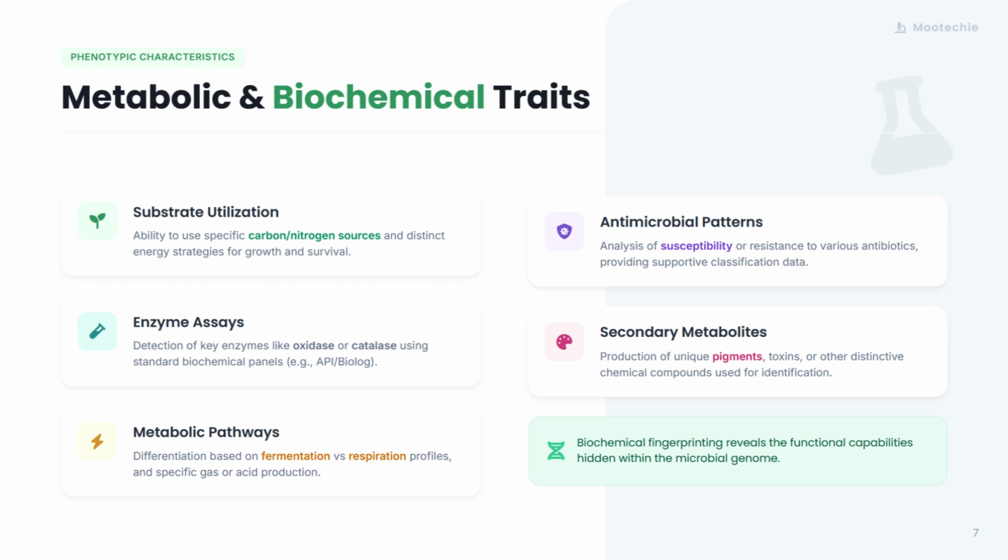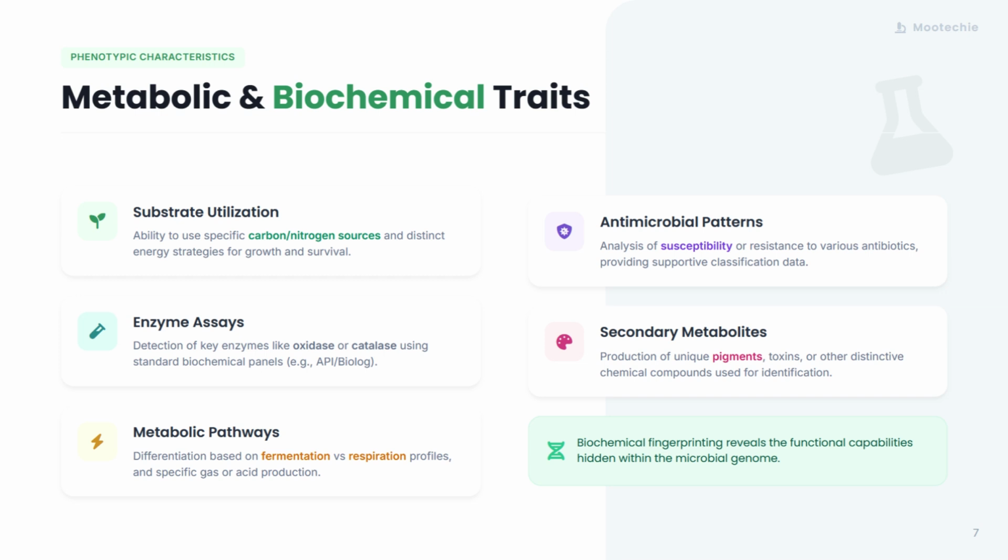Metabolic pathways: differentiation based on fermentation versus respiration profiles, and distinct gas or acid production. Whether it produces acid, gas, or a particular smell from a sugar can pinpoint its identity in a standardized test strip. Antimicrobial patterns: analysis of susceptibility or resistance to various antibiotics, providing supportive classification data. While primarily used for treatment, the unique pattern of which antibiotics stop a bacterium's growth can also aid in its identification.